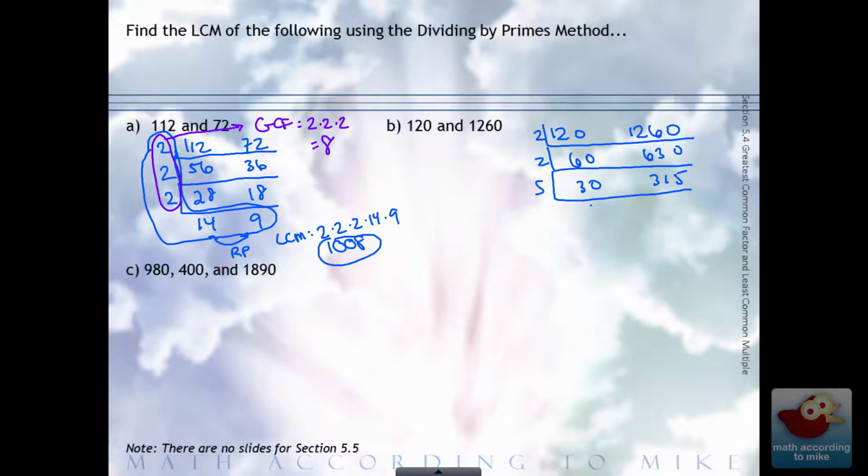5 gives us 6. I want to say 63, but I'm not sure. 315 divided by 5. Yay! And then 5 won't work anymore, but we can do 3. This gives us 2 and 21. And then we stop because these are relatively prime.